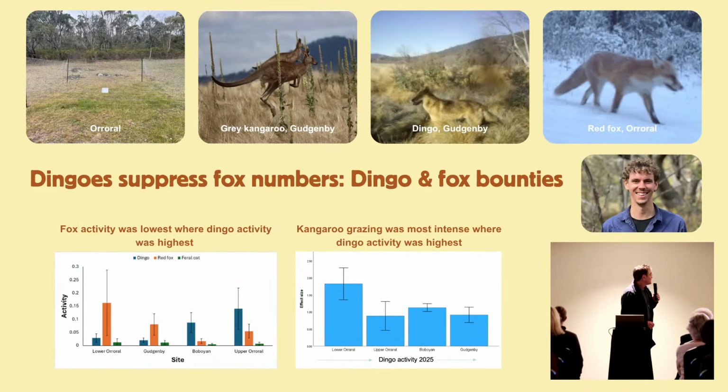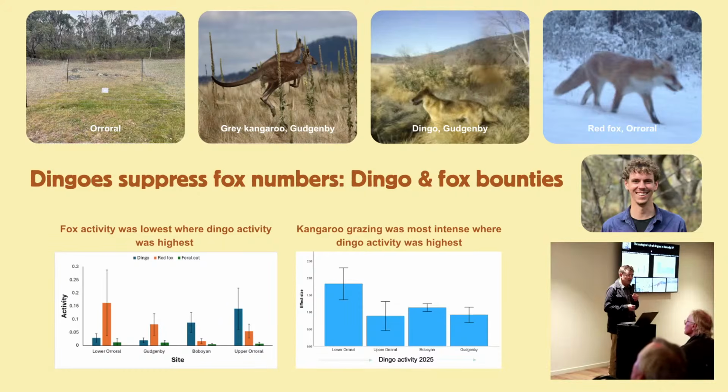So James has been doing similar studies in Namadgi, and as James described before, he's found quite similar relationships between dingoes and foxes as what we've found elsewhere in the country. But he didn't mention that he's also been finding similar relationships with the grazing impacts of kangaroos as well. Now, I understand that there's quite a few kangaroos in the ACT. Well, Namadgi's got a lot of kangaroos as well.